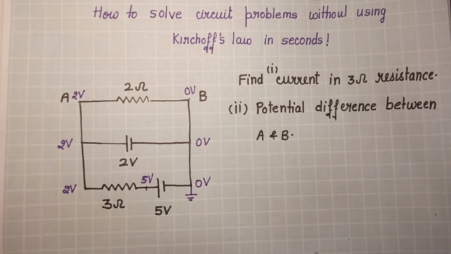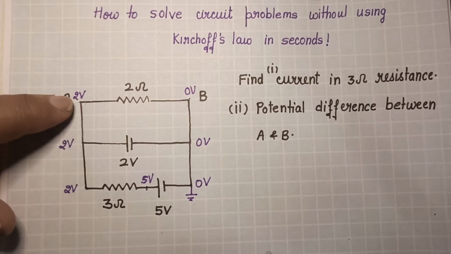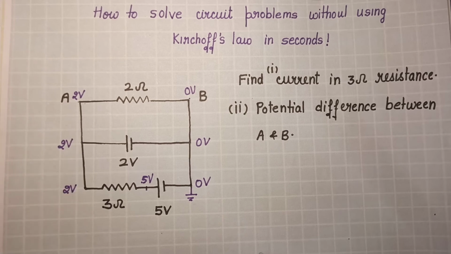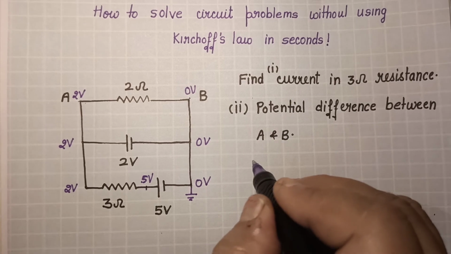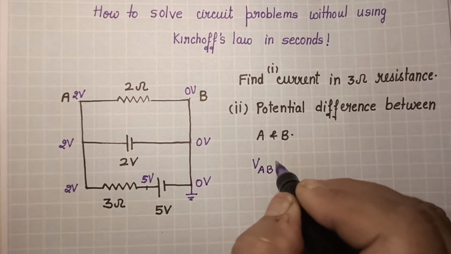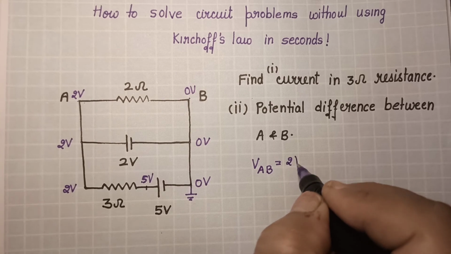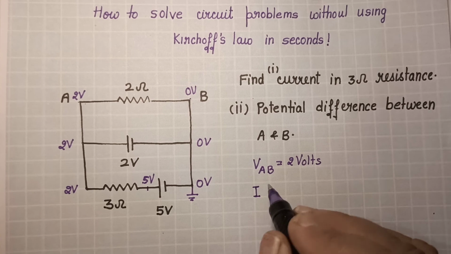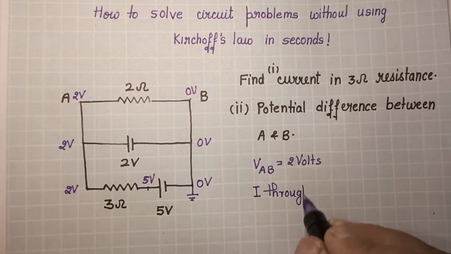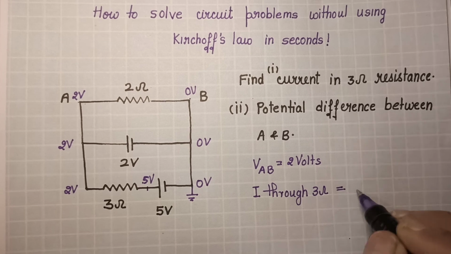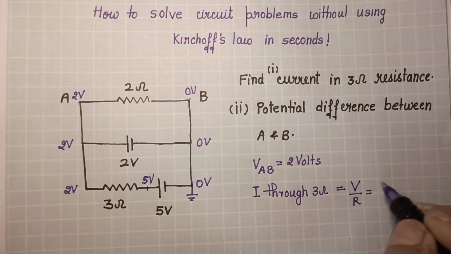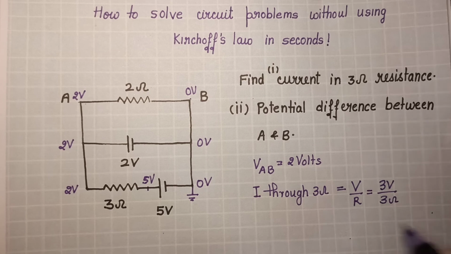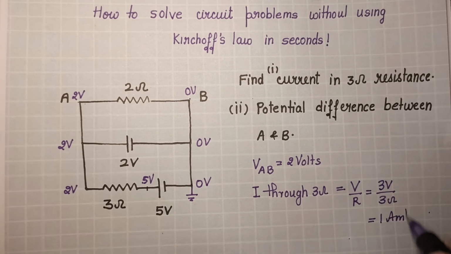So always try to apply the concept of current electricity, and in many problems you will find that without solving even a single equation you can easily solve the problem in seconds. So the potential difference across A and B, we already have 2 volts, and the current through the 3 ohm resistance, I through 3 ohm resistance, is equal to potential difference divided by resistance, that is 3 volt upon 3 ohm, that is 1 ampere, and your problem is solved.